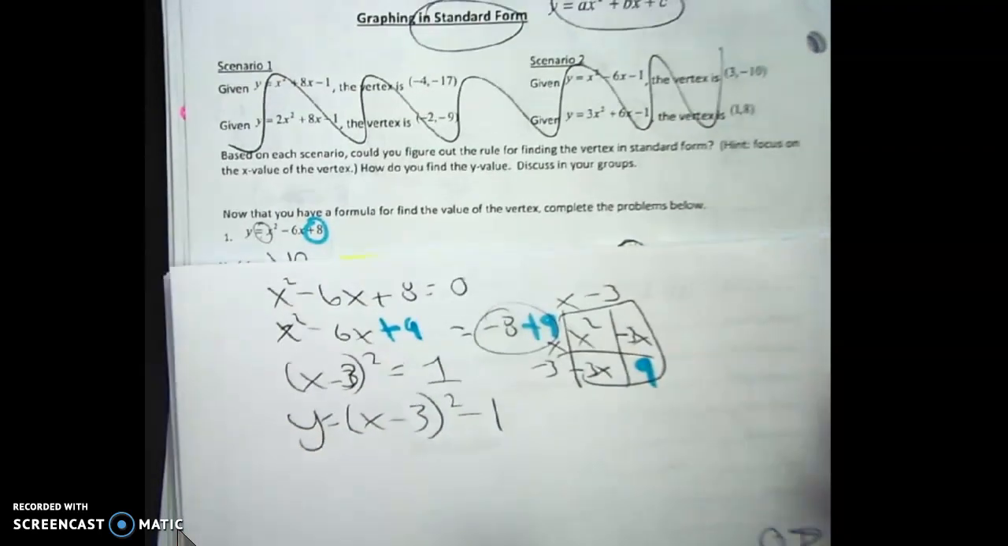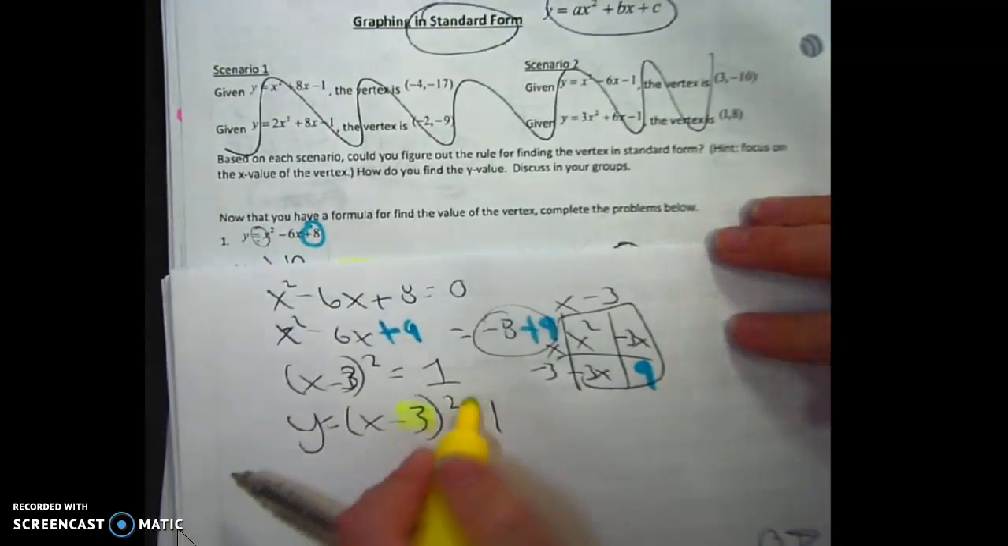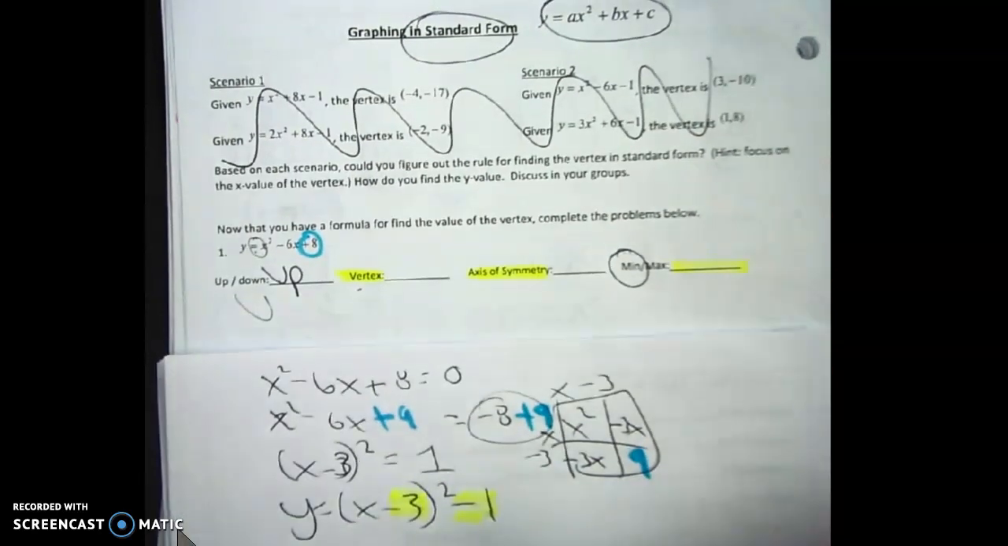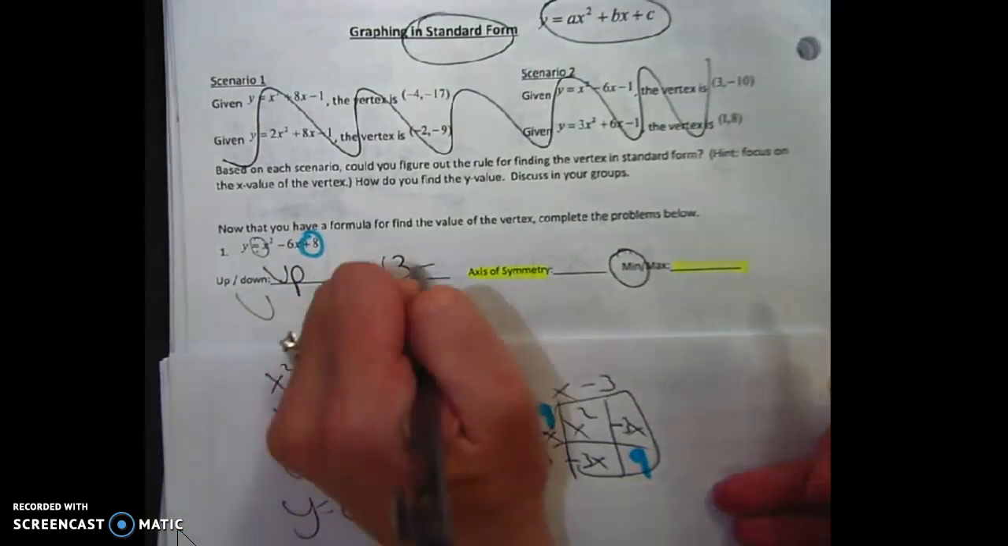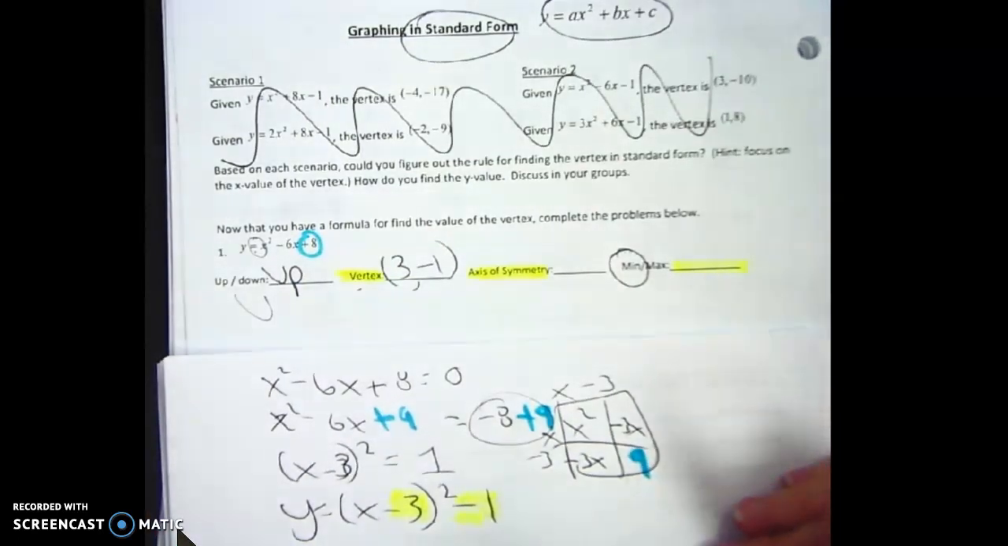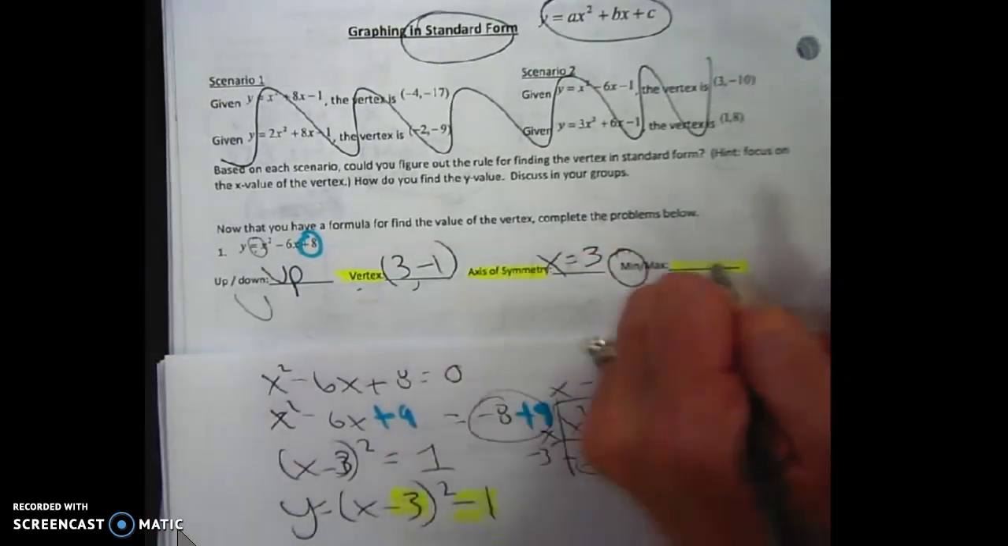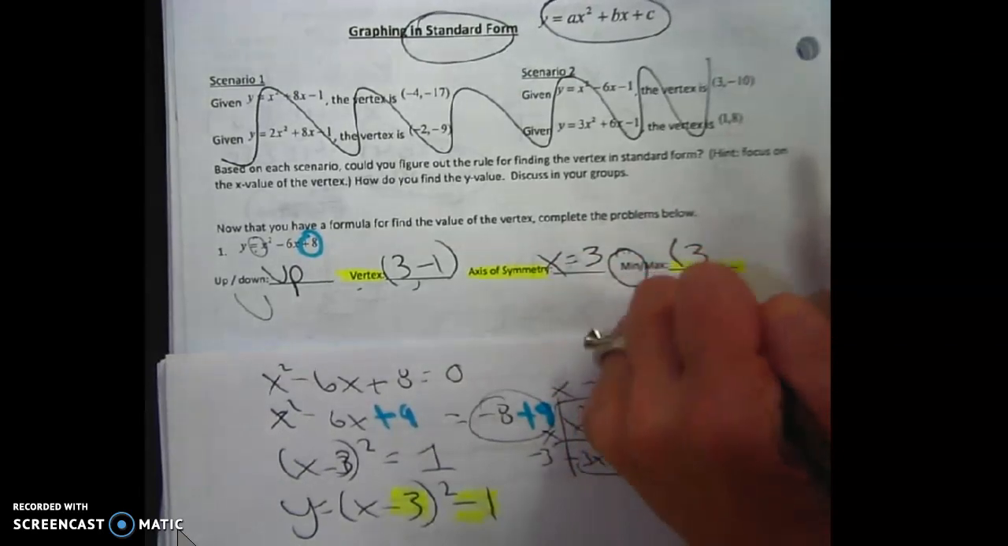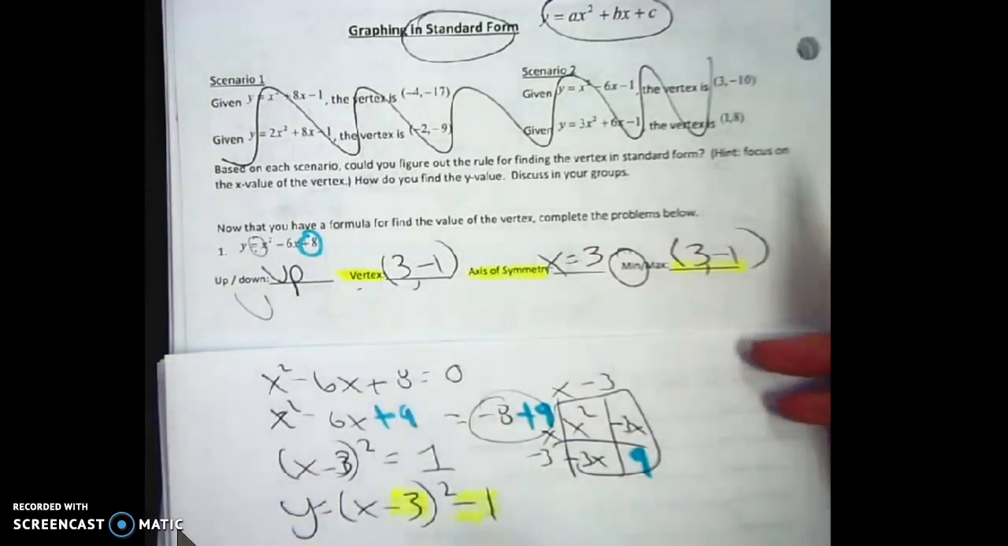and you put it in vertex form, which means, boom, we found the vertex. So if that's what you want to do, you can. You want to complete the square, you can do that. You get x equals 3. It's a min. The min is the vertex, and I'm happy.